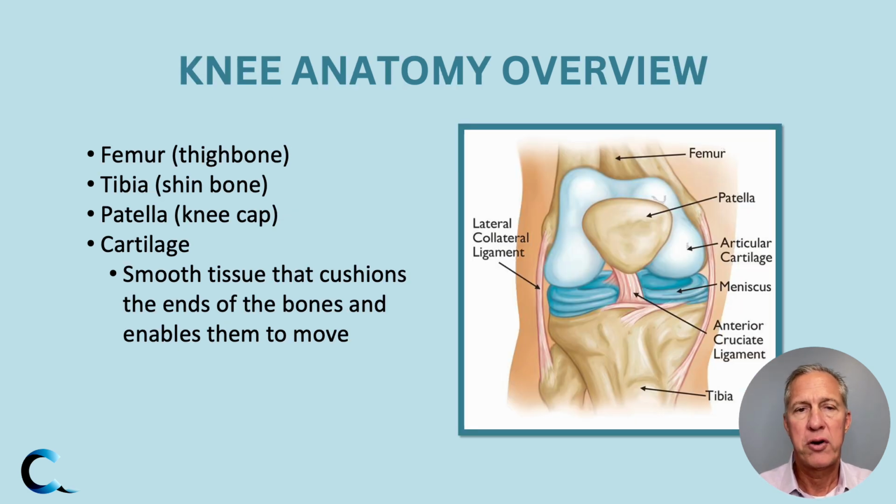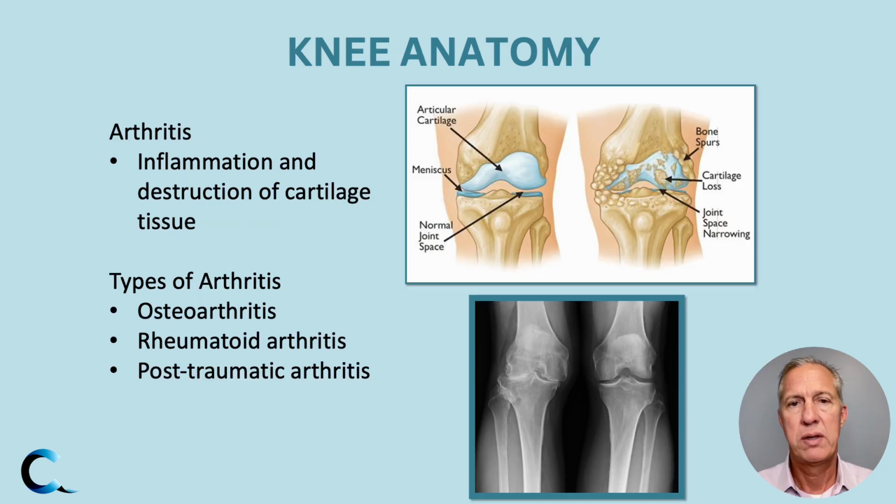To briefly discuss pertinent knee anatomy, the knee is made of 3 different bones: the femur bone or the thigh bone, the tibia bone or the shin bone, and the patella or the kneecap. The cartilage is the material which is a smooth tissue that cushions the ends of the bones and allows them to move freely and with low friction.